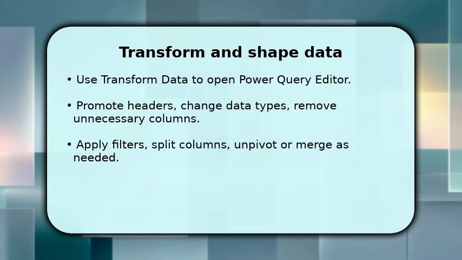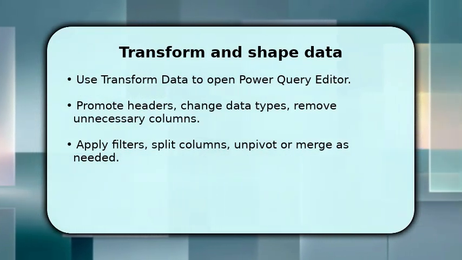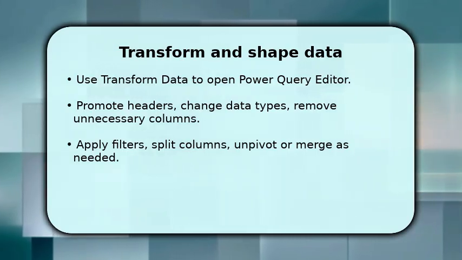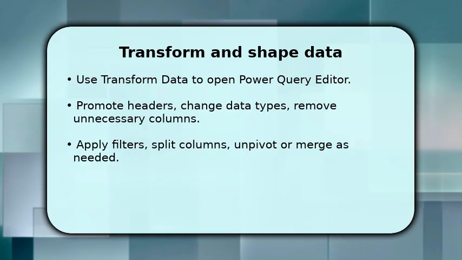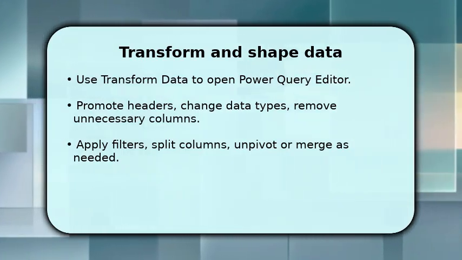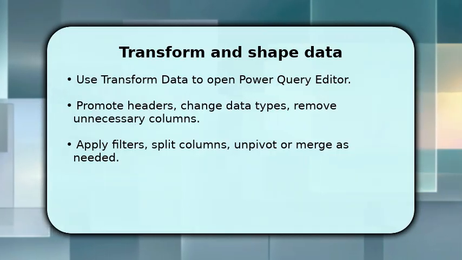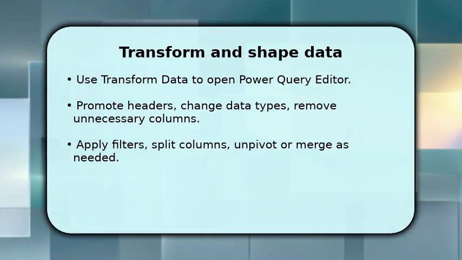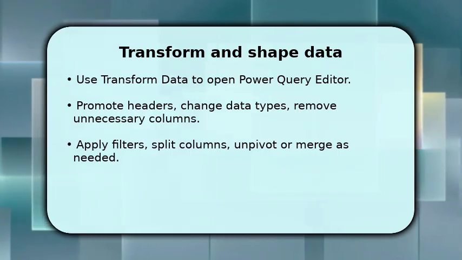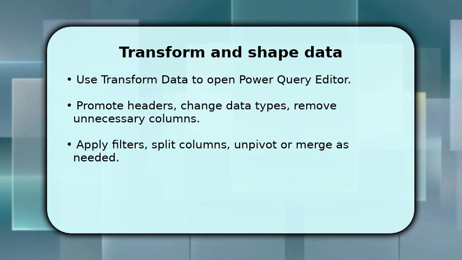This is where you shape data before importing. You should promote first row to headers, correct column data types to avoid later errors, and remove empty or irrelevant columns to improve performance. Make targeted transformations like splitting combined fields, unpivoting cross-tab data, or merging queries to consolidate sources. Apply step names and check the Applied Steps pane so you can track and reproduce.